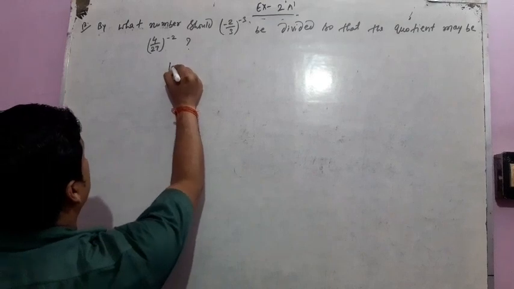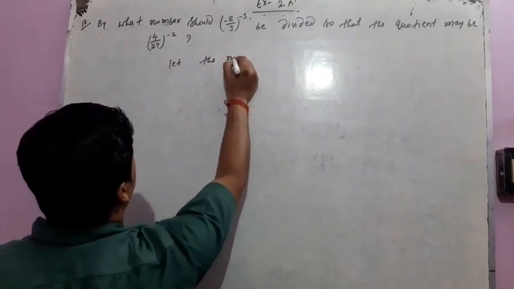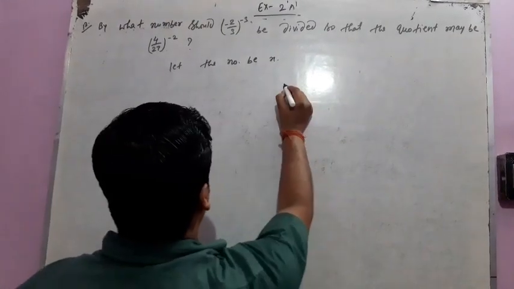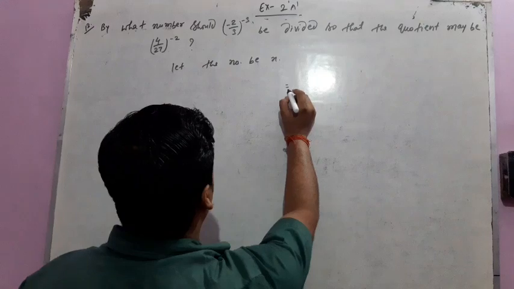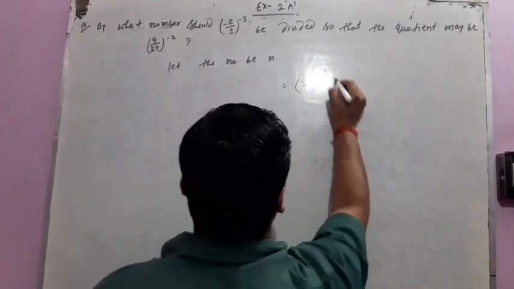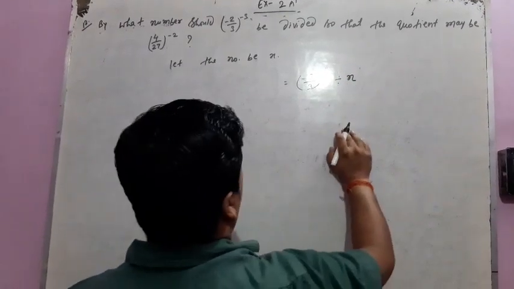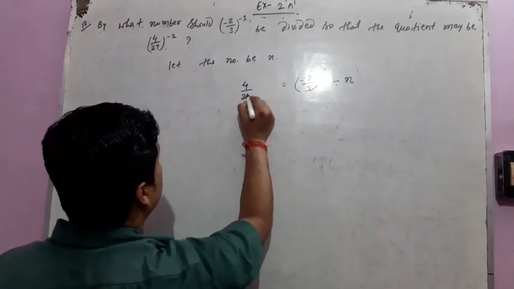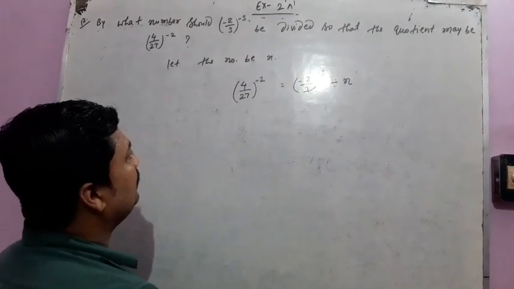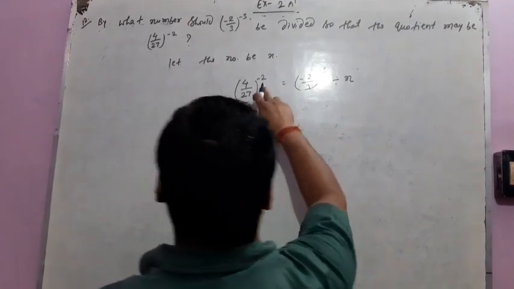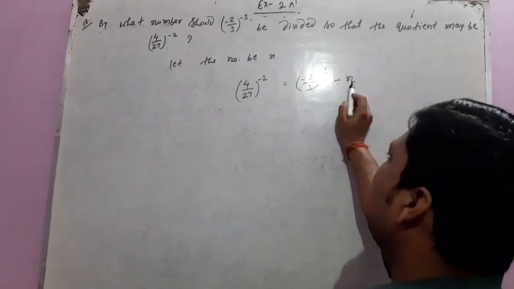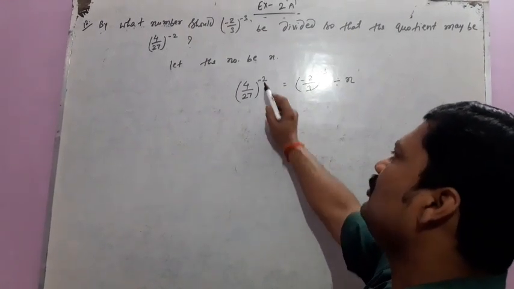So here we have to consult, let the number be x. It is given here that when (-2/3)^-3 is divided by x, the quotient will be (4/27)^-2.